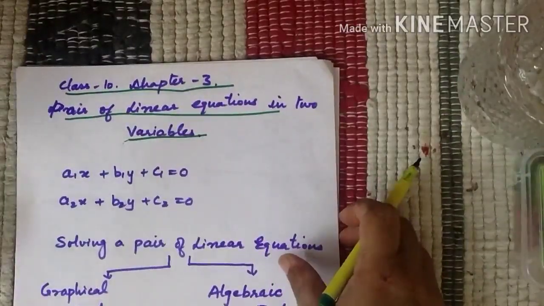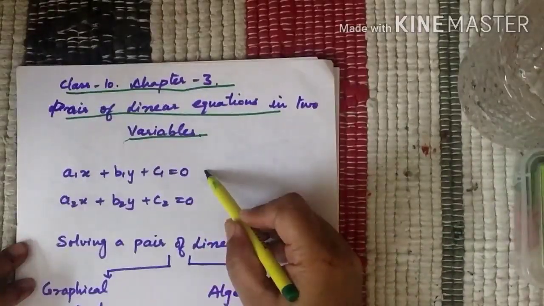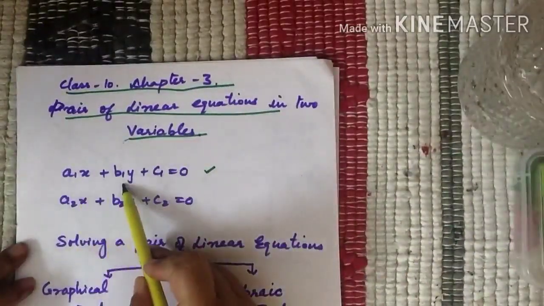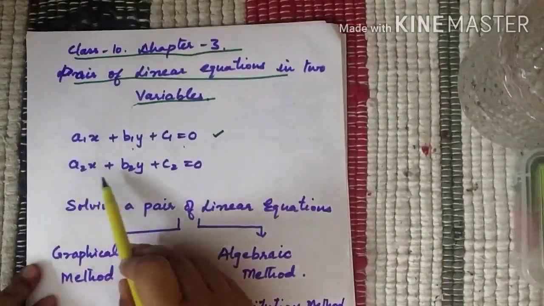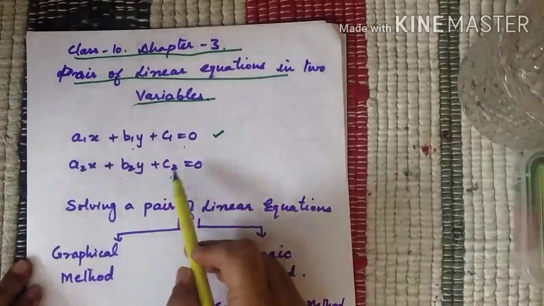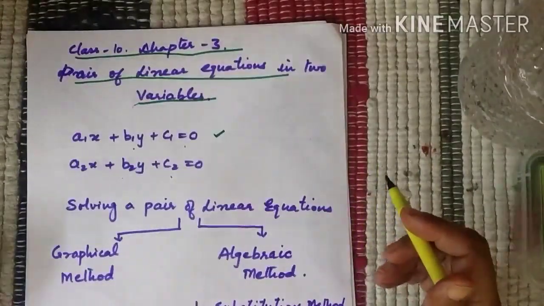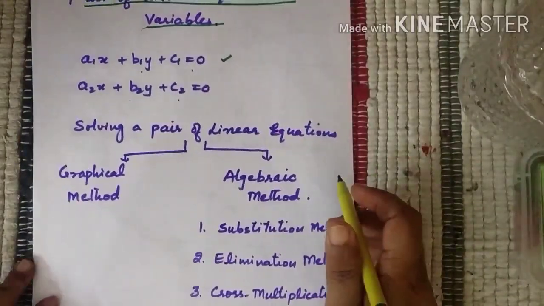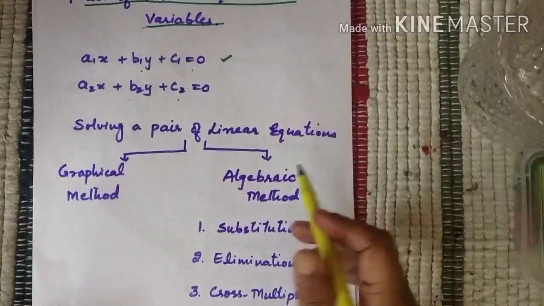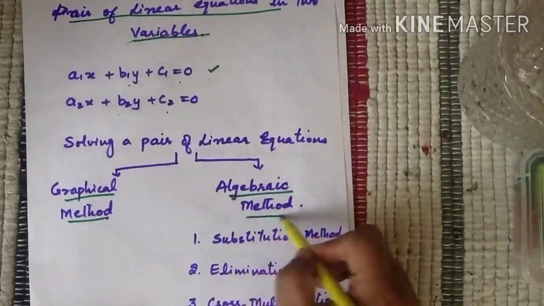So when we talk about a pair of linear equations in two variables, let's take one example: one of the equations is a1x + b1y + c1 = 0, and the other equation is a2x + b2y + c2 = 0. Now in the chapter we learnt how to solve a pair of linear equations. We learnt solving a pair of linear equations by two different approaches. One was the graphical approach and the other is the algebraic approach.